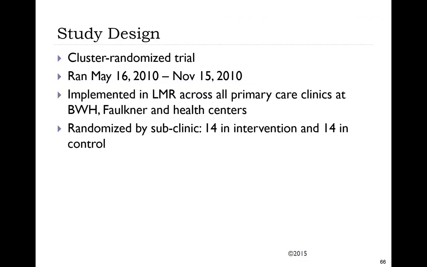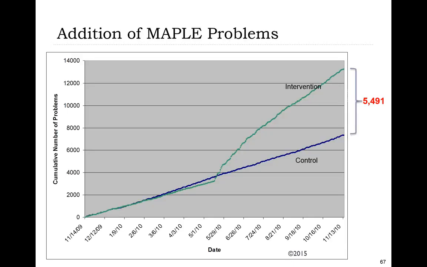So if you go forward a slide, let me show you what the results look like. Or actually, let me tell you about the trial. We ran this as a randomized trial for 6 months at the Brigham. We took our primary care clinics, and we allocated half of them to get the alert. Half of the clinics didn't get the alert. If you go forward one slide, then I'll show you the results.